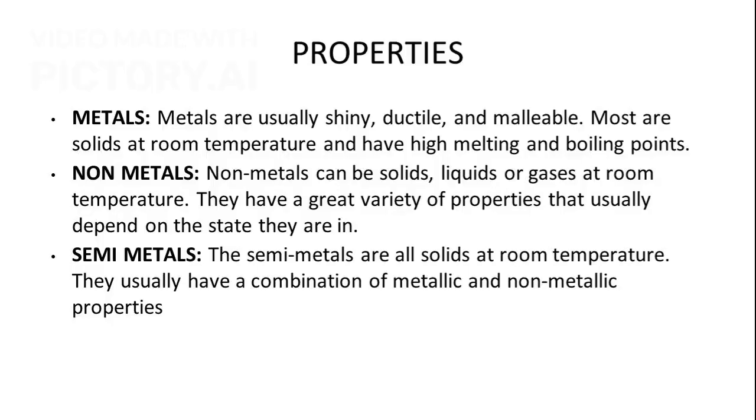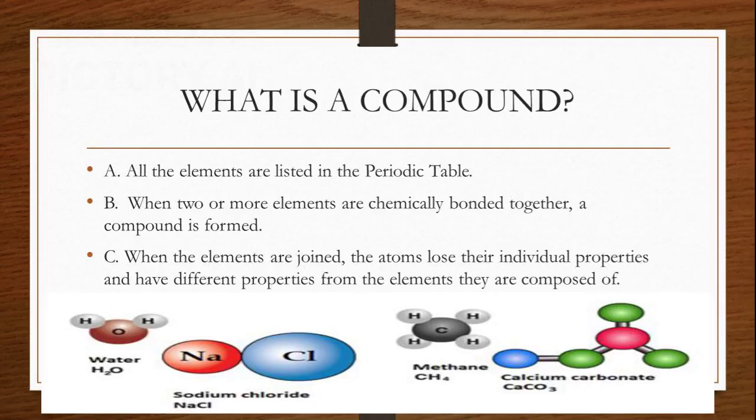Metals are shiny and malleable, nonmetals vary in state and properties, and semi-metals combine characteristics of both. Understanding these properties is essential for studying chemical reactions. Compounds are formed when 2 or more elements are chemically bonded. This bonding results in new properties, distinct from the individual elements, as seen in water, methane, and calcium carbonate.